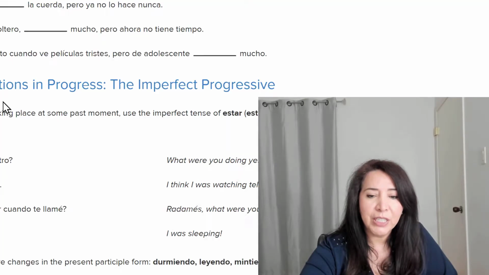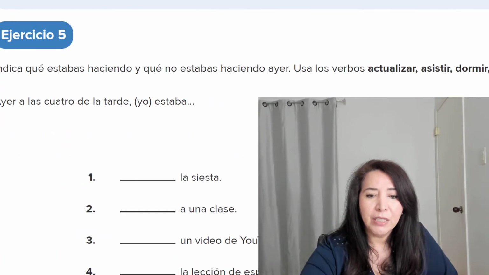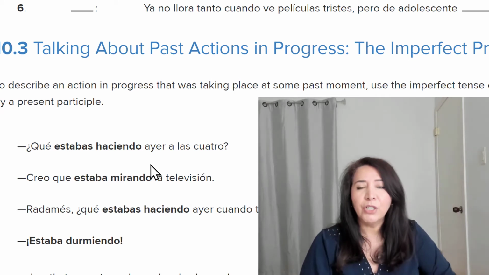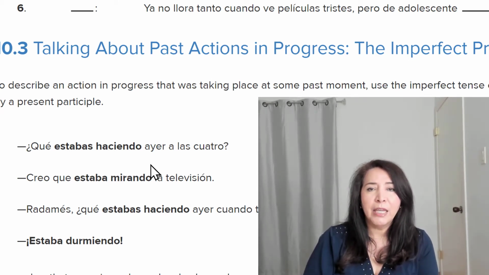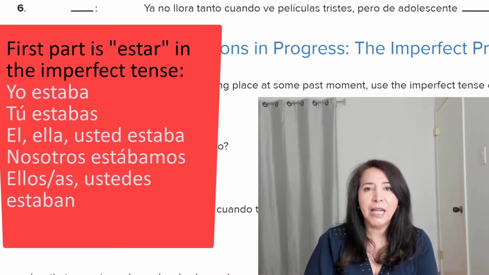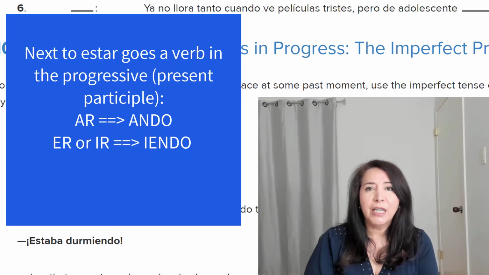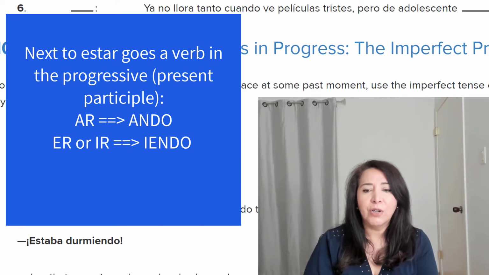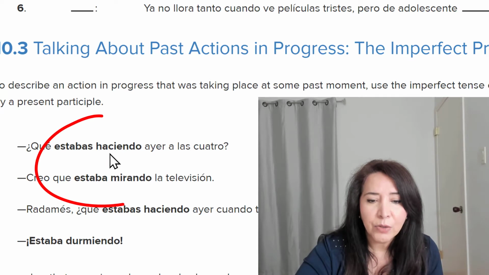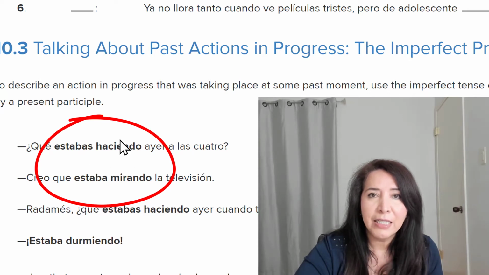Talking about past actions in progress, the imperfect progressive. So for this one, this is pretty easy too. All you're going to need is to know estar in the imperfect. So, yo estaba, tú estabas, él estaba, nosotros estábamos, ellos, ellas estaban. And then you're going to add a verb in the progressive tense. And for that, you just add ando if the verb ends in AR, or you add yendo if it ends in ER or IR. Okay? So, for example, hacer would turn into haciendo. Mirar, mirando. Because hacer ends in er, so therefore you're going to take out er and add yendo.